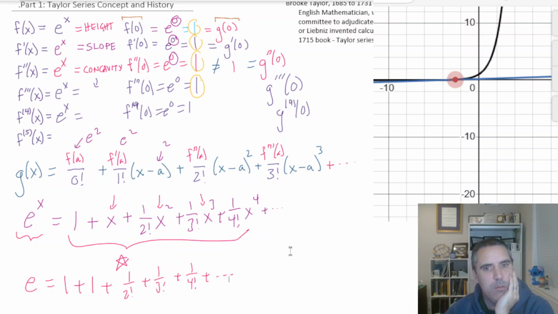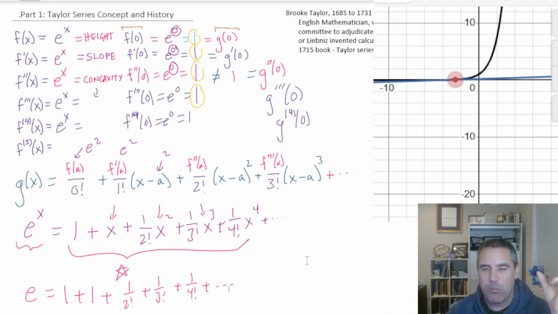Okay, I think I'll end with that. The main concept is that we're matching up height, slope, concavity, and then the third derivative, and then the fourth derivative. We're forming a polynomial. The factorials are there because of the exponents, because we're trying to approximate with a polynomial. It's as simple as that. We need those factorials so that when we take derivatives, the functions match up. That's the conceptual thing. And surprisingly, the more you can get a polynomial to match up at one point, it also matches up nearby surprisingly well.